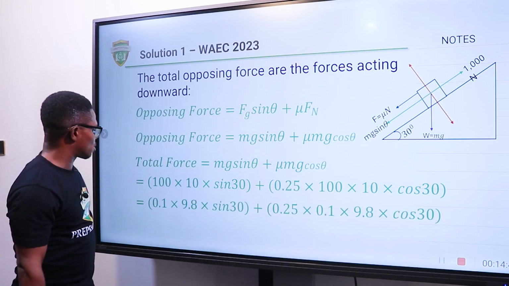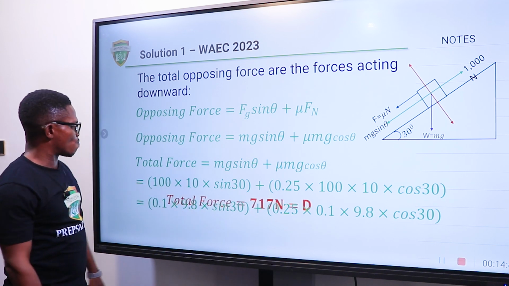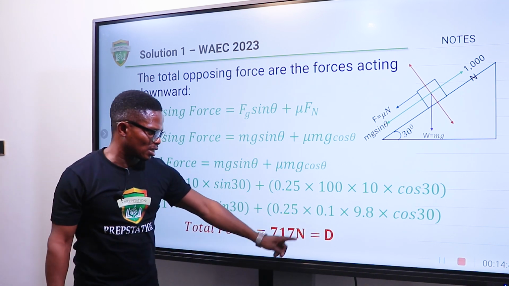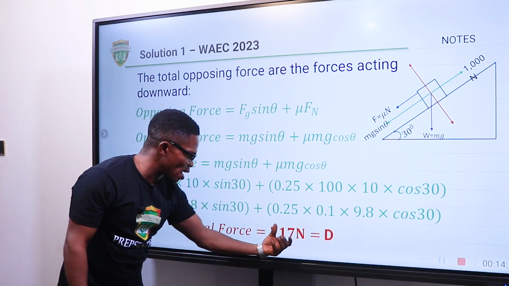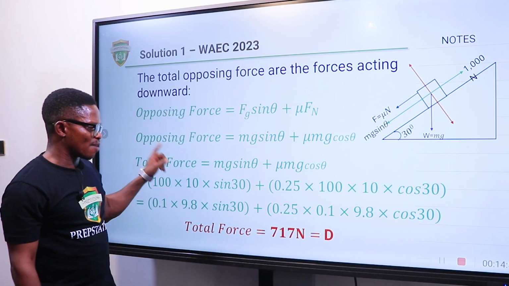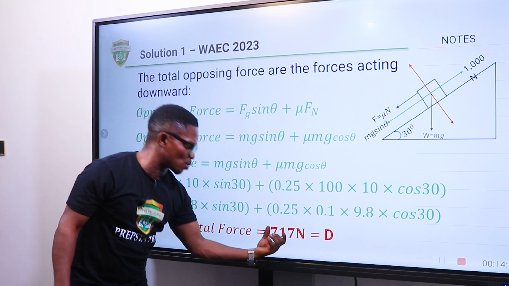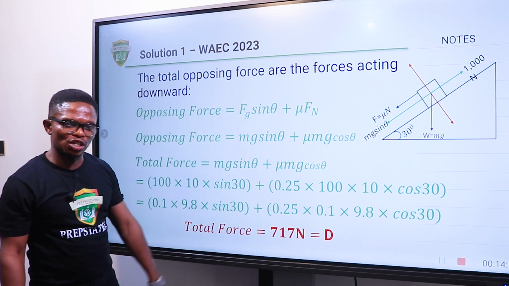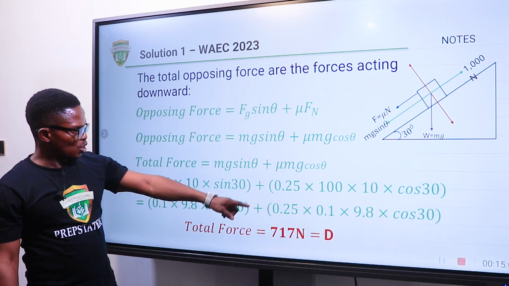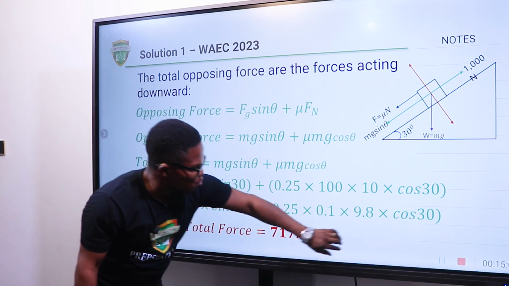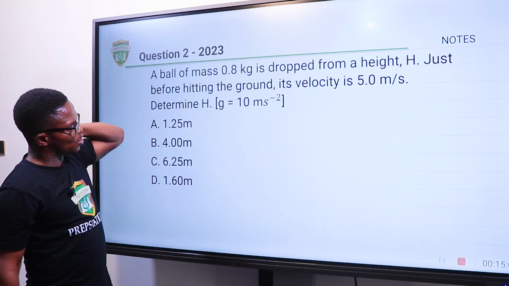When you do that, your final answer will be equal to 717 Newton. This is the raw value, although the answer from there is 716 point something. So approximately to 3 significant digits, you have 717. So the option is D. Let's quickly move. We have many more questions to handle.